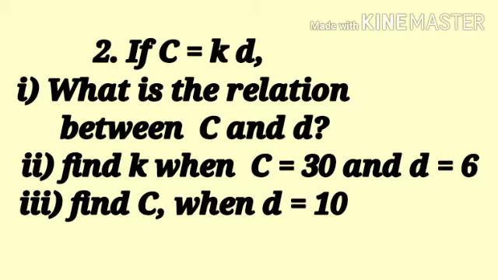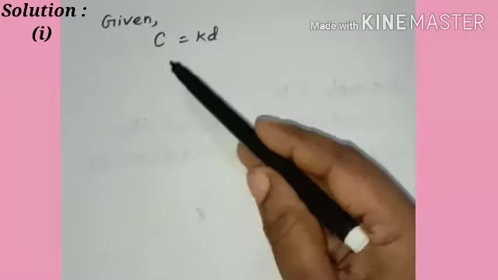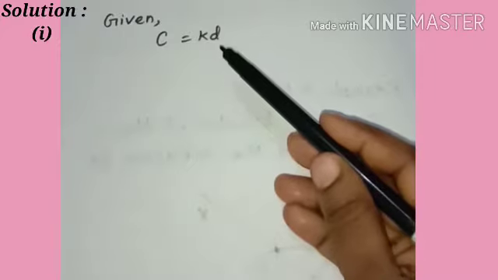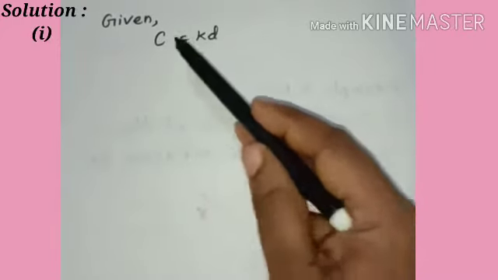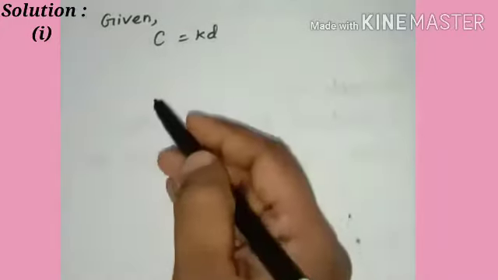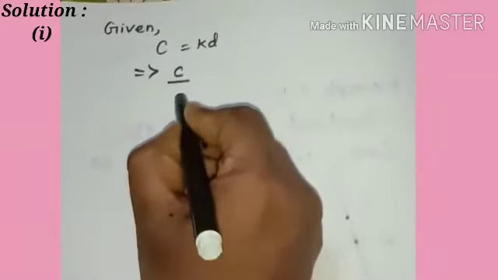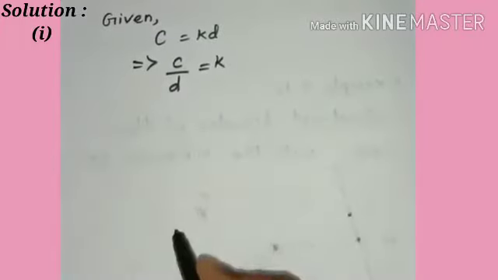Now students, let's see the second problem. If C is equal to K into D, what is the relation between C and D? Second one, find K when C is equal to 30 and D is equal to 6. The last question is, find C when D is equal to 10. Given C is equal to K into D. So the first question is, what is the relation between C and D? So let's find out. It can be written as C divided by D is equal to K.